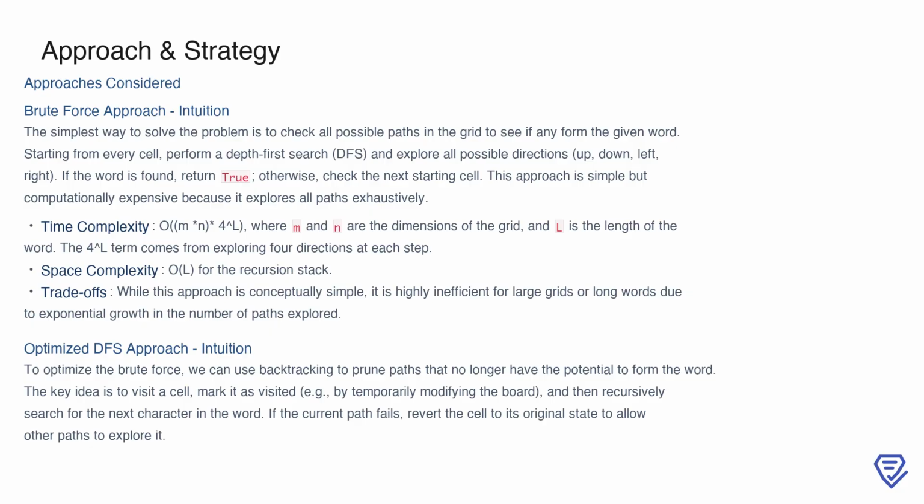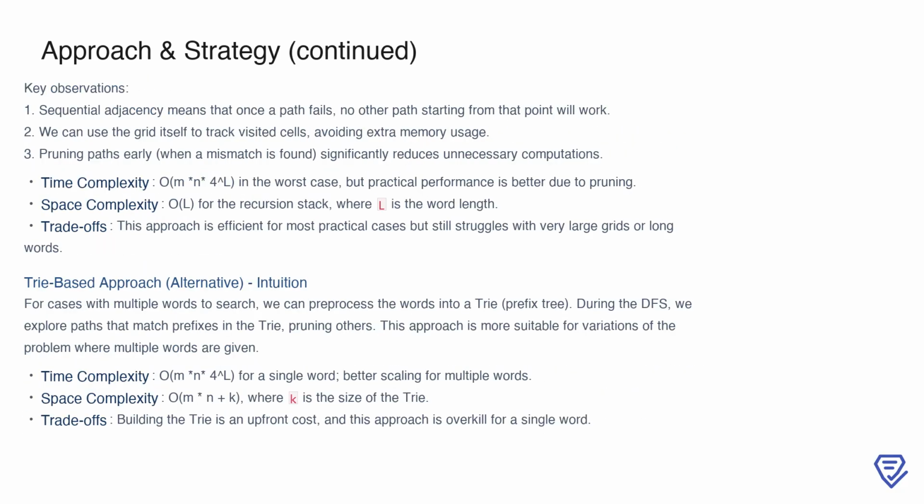However, the trade-offs are significant. While easy to understand, this approach becomes impractical for larger grids or longer words due to the sheer number of paths that need to be examined. To address these inefficiencies, we turn to an optimized depth-first search with backtracking. In the optimized DFS approach, we refine the brute force method by introducing backtracking. The core idea is to avoid redundant computations by pruning paths that cannot possibly form the word.